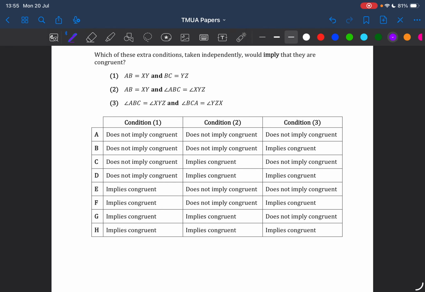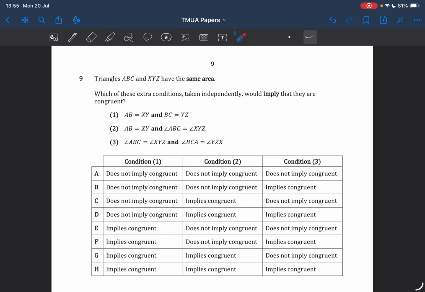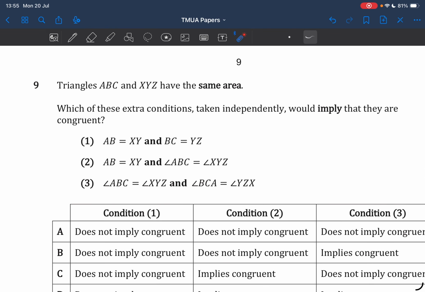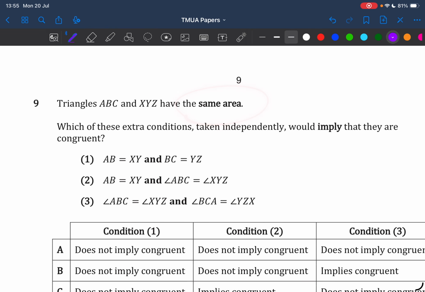Number 9 then. Two triangles have the same area. Which of these x conditions, taken independently, would imply that they are congruent? Okay, so same area, what does that tell us? Generally, we're going to have like ab sine C is the same in both. You could think about half, obviously, but the half's going to be in both. You can get rid of it. So it's going to be the same in both triangles. So we can always start with that.